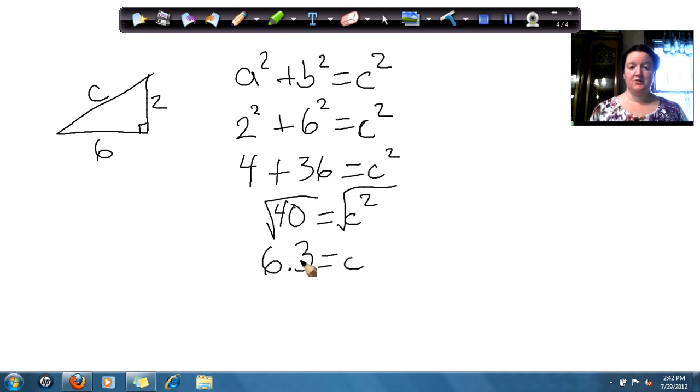So these are examples using triangles with a right angle that have two legs given to figure out the third leg. We're using the Pythagorean theorem.